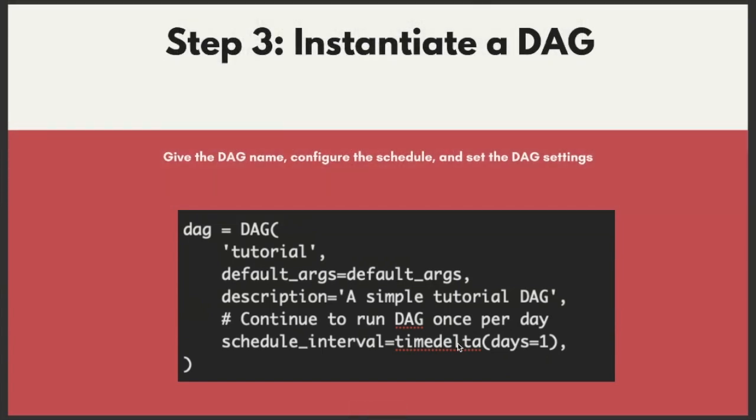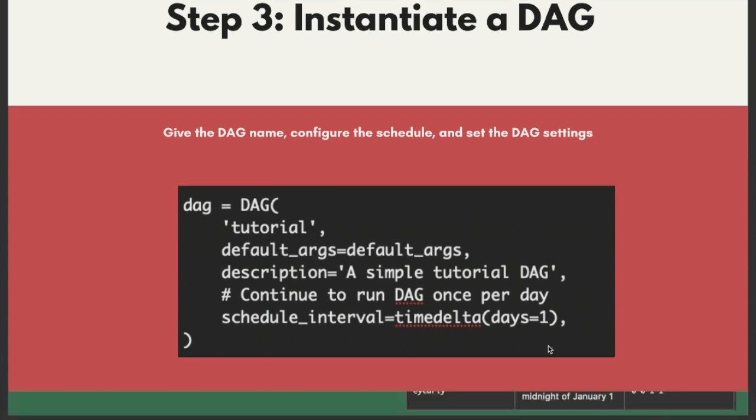The third step is instantiating the DAG. We need to create a DAG object with certain parameters. The first parameter is the name of the DAG. We're going to name it as tutorial, and the second argument is the arguments which we created in the second step. We're going to pass that, and we're going to give a description on what the task is. Then we're going to say the interval between each schedule.